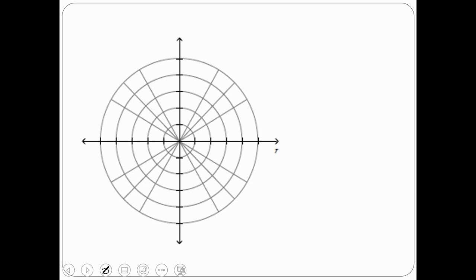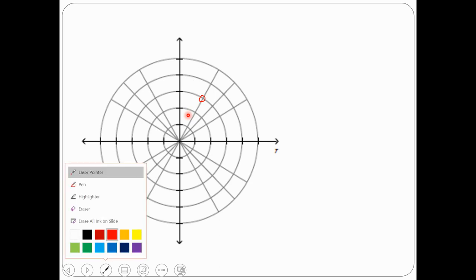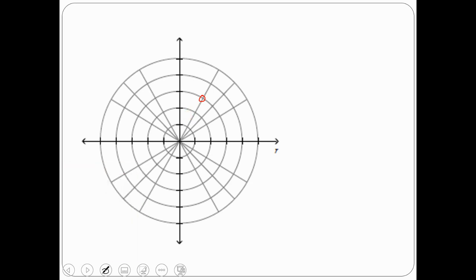So if I wanted to go to this point right here, I would count how many units I am away from the origin. Going out 1, 2, 3. So I've gone out 3 units away from the origin, and that angle, I know it's been a while since we've done unit circle stuff, but that angle is pi over 3.